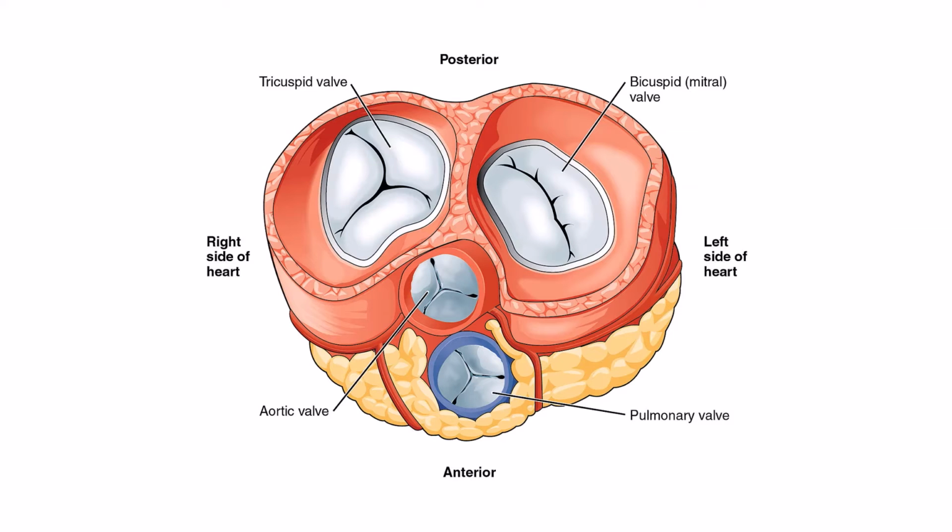Now, this is the transverse section of the heart, and if you see over here, this is the tricuspid valve and this is the bicuspid or the mitral valve. And these are the semilunar valves, and they have been named as the aortic valve and the pulmonary valve, and this is a little out of our scope. Now let's go into detail regarding each of these valves.